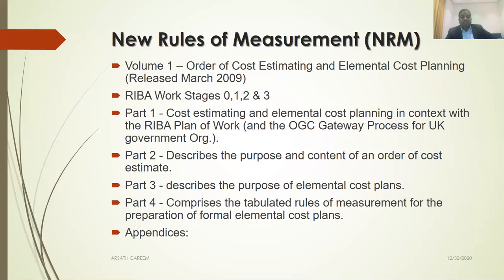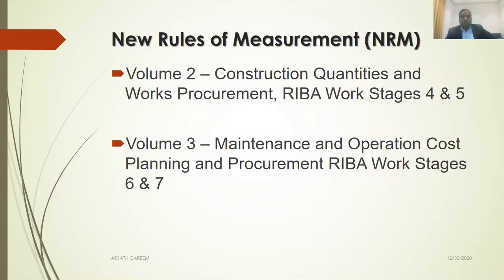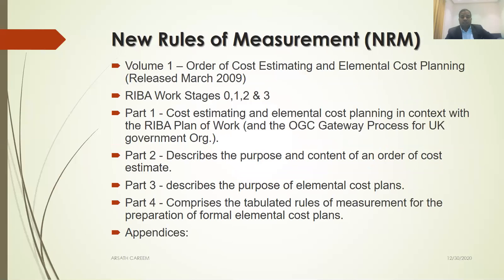This is just for information. If you want to enhance your knowledge more about cost estimating and elemental cost planning, we can go through this volume. Also, volume 2 for construction quantities and works procurement, RIBA work stages 4 and 5, which is usable. Volume 3, maintenance and operation, cost planning and procurement, RIBA work stages 6 and 7. You will study in detail in the quantification and measurement competency. Just for your information, I made these slides.